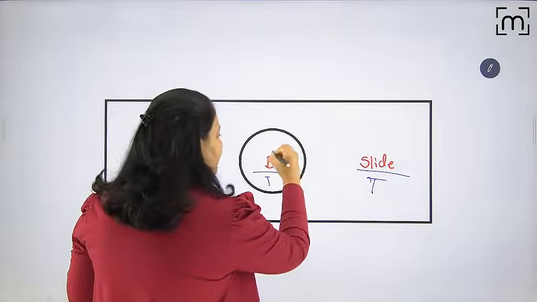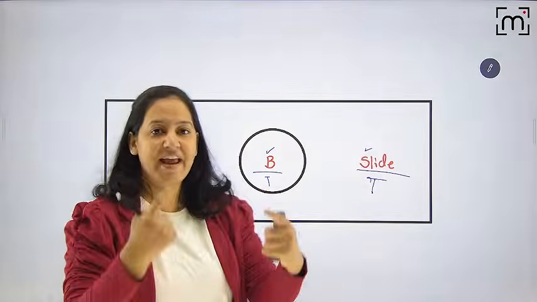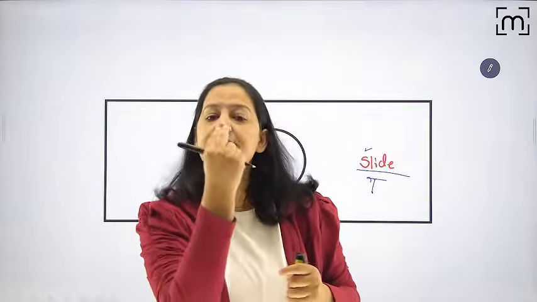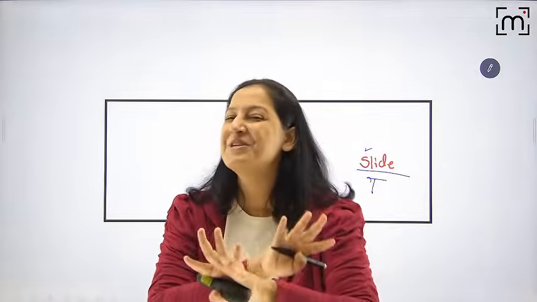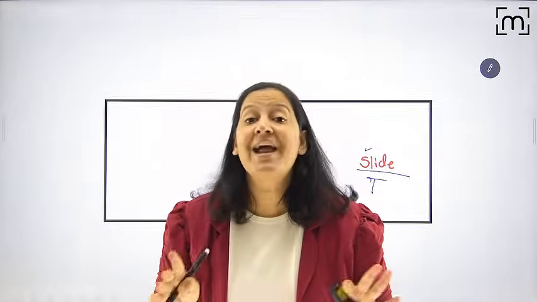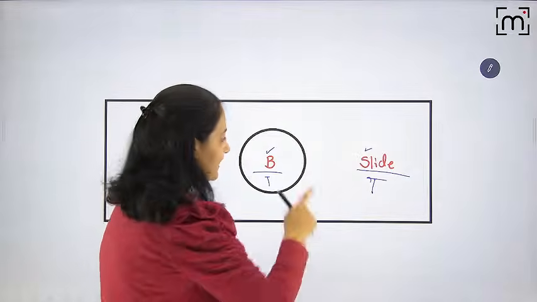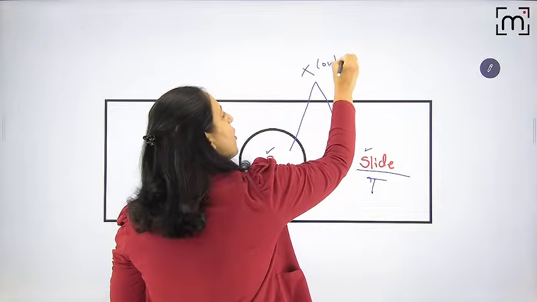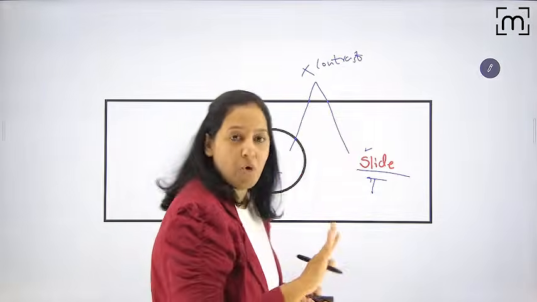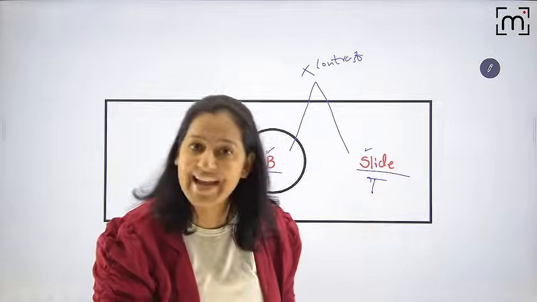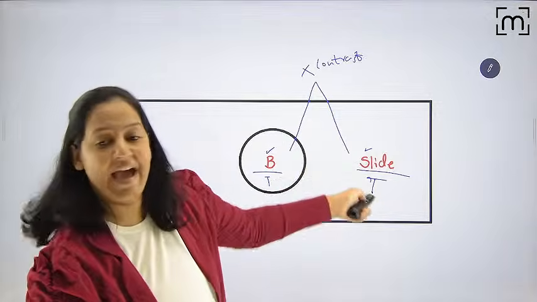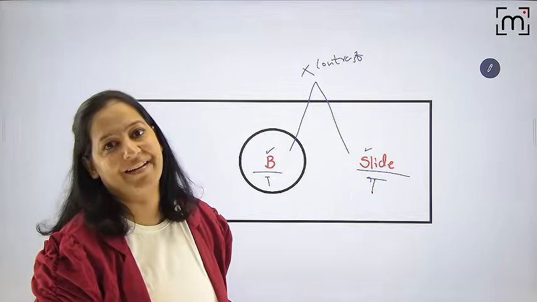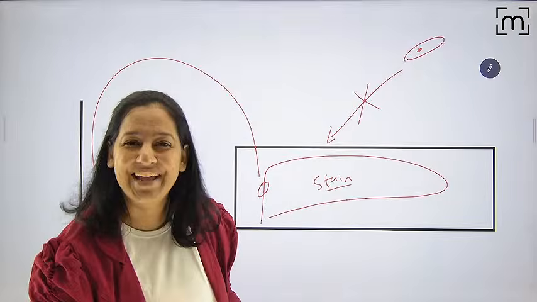Can you see a transparent object on a transparent background? Can human eyes see a transparent object on a transparent background? No. The answer is no. Human eye needs contrast to see anything. Since both are transparent, there is lack of contrast. And since there is no contrast, we need staining. We can't see the bacteria directly on a slide. We have to stain the bacteria. And that is the importance of staining.